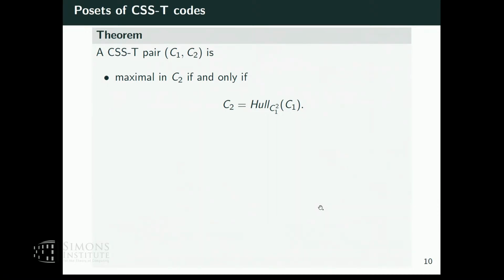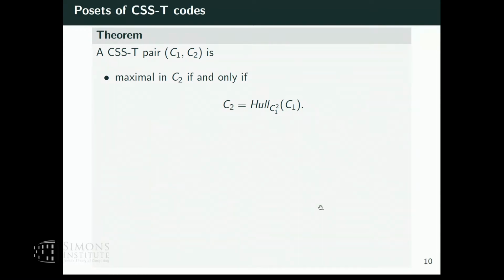And so what we would like to think about is, how can we grow such a pair as much as possible? The first result along these lines I wanted to share is that such a pair will be maximal with respect to C2, meaning I can't increase C2, provided C2 is the relative Hull of C1 with respect to C1 squared. So what this means is I can look inside this Hull. If I can compute the Hull, then I have now found the maximal with respect to C2 pair that has C1 as a component.